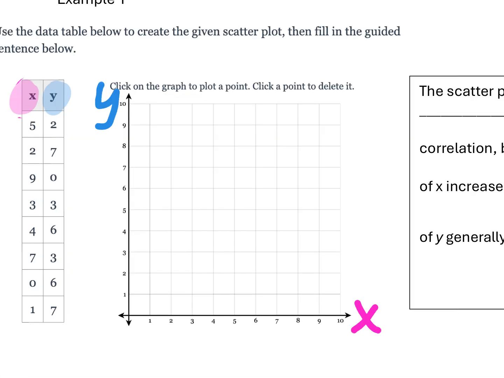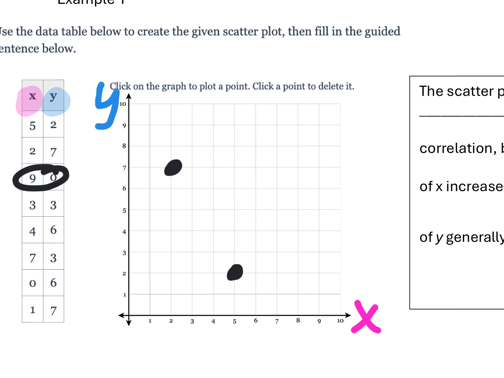My first coordinate, which is 5, 2, means that it needs to line up with the 5 on the x-axis and the 2 on the y-axis. So it'll be right there at 5, 2. My next coordinate, 2, 7, will line up on the x-axis at 2 and the y-axis at 7. So that coordinate will be right here.